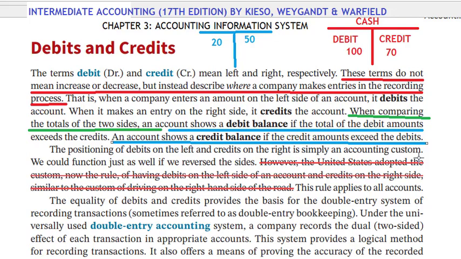Hence, what are debits and credits? They're simply sides where we record our transactions. It could go to the debit side, it could go to the credit side, depending on what account we're talking about. So once more, the debit side is the left side, the credit side is the right side. We'll talk more about this as we carry on.